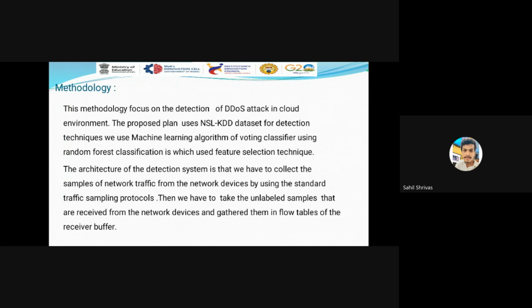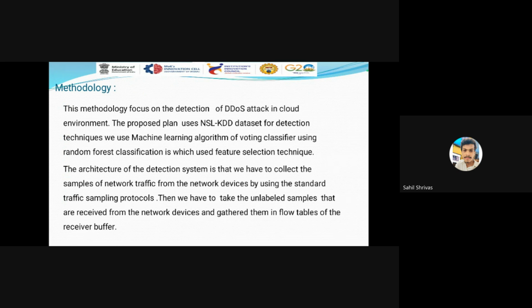This methodology focuses on the detection of DDoS attacks in cloud environments. The proposed plan uses the NSL KDD dataset for detection techniques. We use a machine learning algorithm, a voting classifier using random forest classification, with feature selection techniques.